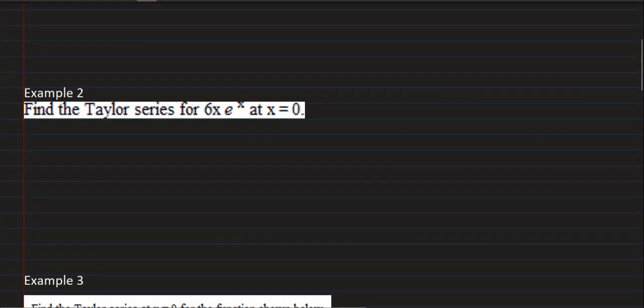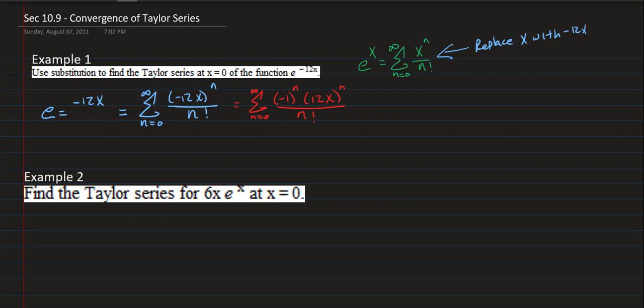This is pretty straightforward. In example 2, we're asked to find the Taylor series for 6x e to the x. I already have the series expansion in green up here for e to the x, so I'm just going to write down what it is we're going to find. We're going to find 6x e to the x, and that means that I'm going to multiply my series for e to the x times 6x. Well, e to the x is the sum n equals 0 to infinity of x to the n over n factorial. This is the series representation of e to the x.